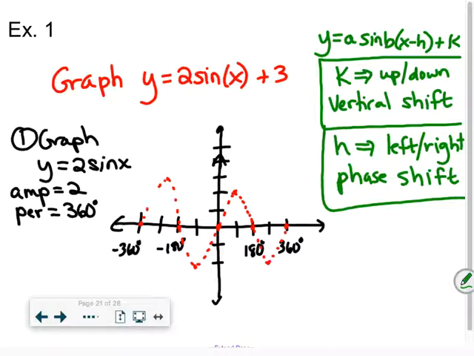So you start with y equals a sine bx. And then step 2, I have a vertical shift. So I'm going to abbreviate it VS. And I'm going to write up 3. And we practiced the up and down and the left and right yesterday, but we didn't do it with amplitude and period changes. We just kept it sine x every time.